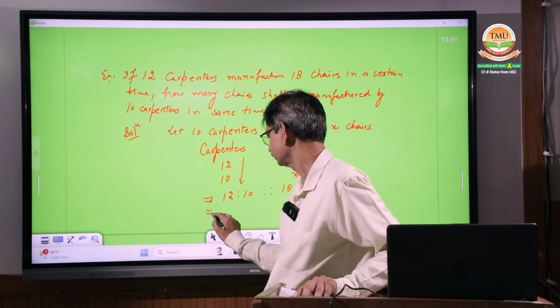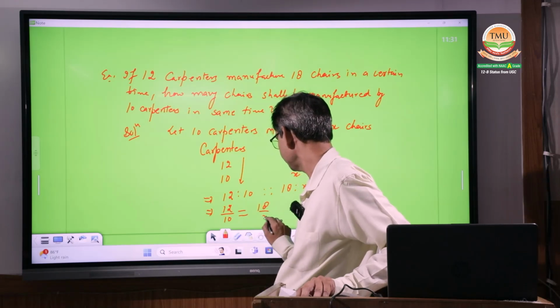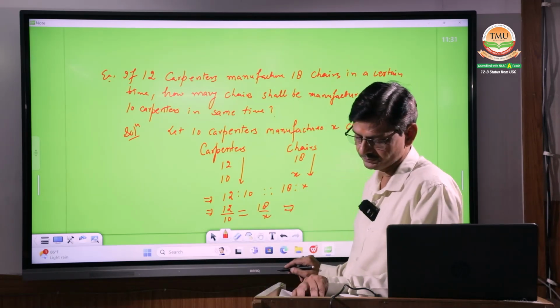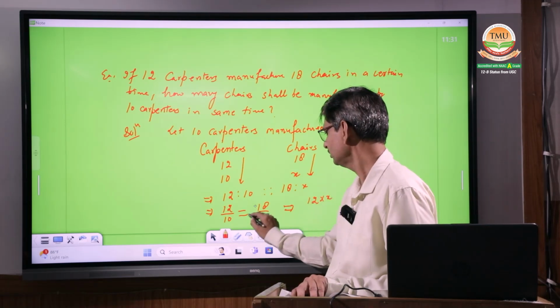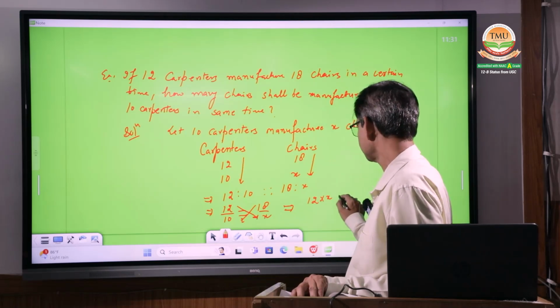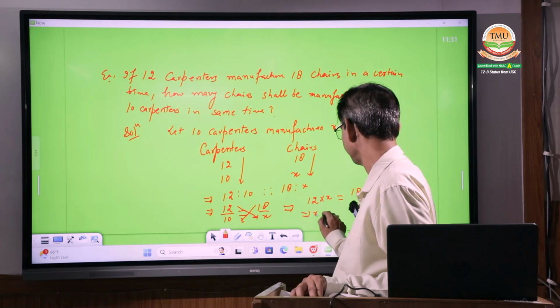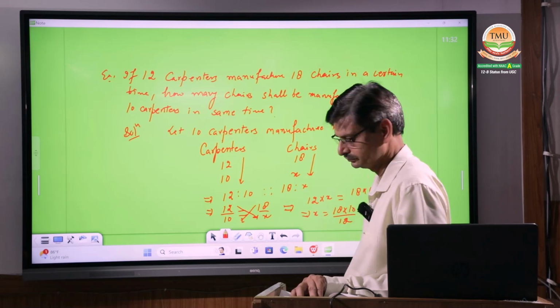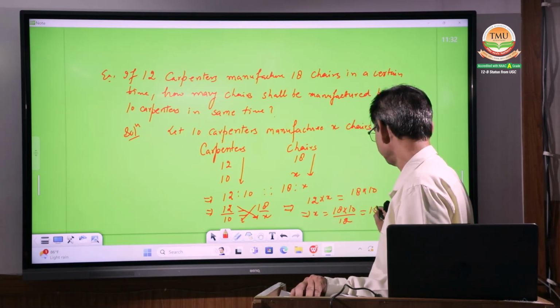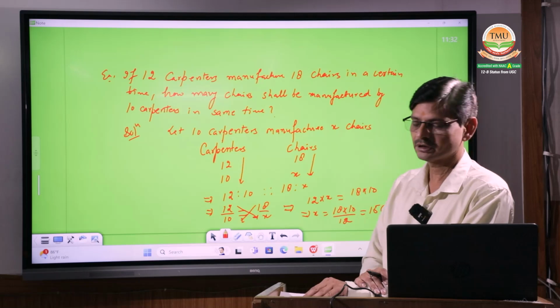That is 12 upon 10 is equal to 18 upon X, which will be, cross multiply, 12 into X is equal to 18 into 10, and now X will be 18 into 10 upon 12, that is 15 chairs. So the solution of this question is like that.